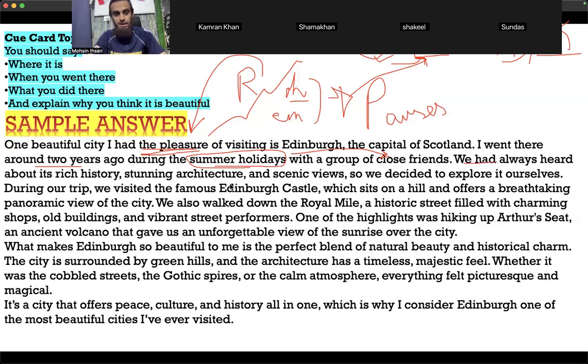We had always heard about its rich history, stunning architecture, and scenic views. Scenic means heart-soothing, something that gives you relaxation. Yeah, scenic views, and you enjoy that. So we decided to explore it ourselves.